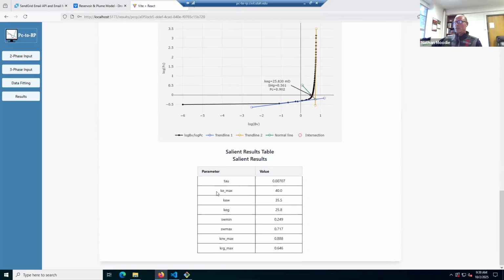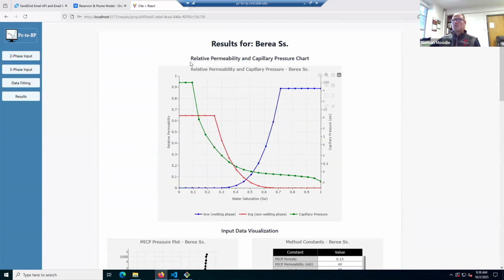So, and then you have some of the endpoints that it calculated: the maximum wetting phase and non-wetting phase relative permeabilities, the minimum and maximum water saturations, and your KEG values, or your effective permeability values, that are used to calculate these. What was the max? That was 40, what we entered. And this was your tortuosity value that you did. So there's a rundown of 2-phase.